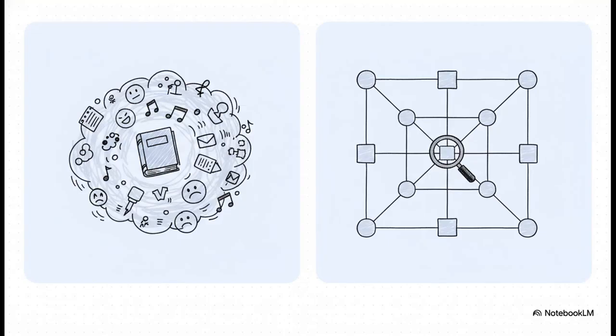Vector databases live in the world of fuzzy meaning. They get that king is kind of like queen, or that joyful is the opposite of miserable. Knowledge graphs, on the other hand, deal in hard facts. They can tell you exactly who the CEO of a company is and the date they were hired. One is all about nuance, the other is all about precision.